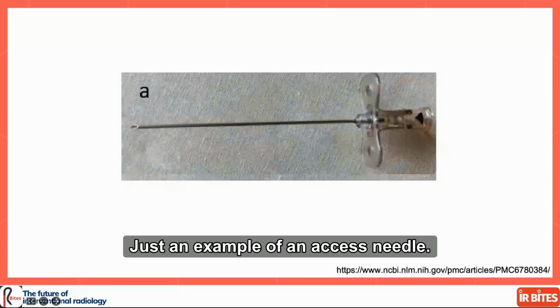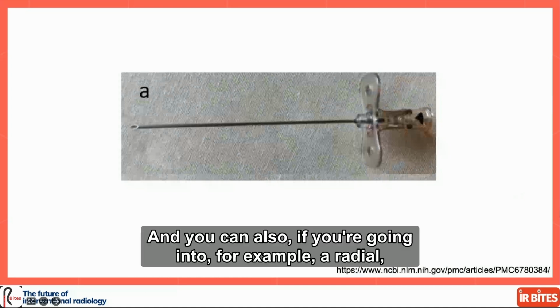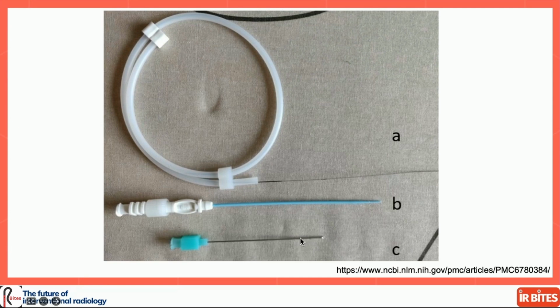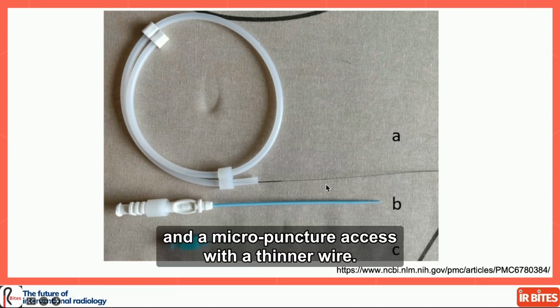Just an example of an access needle. And you can also, if you're going into, for example, radial, use a smaller needle and a micropuncture accessor with a thinner wire.